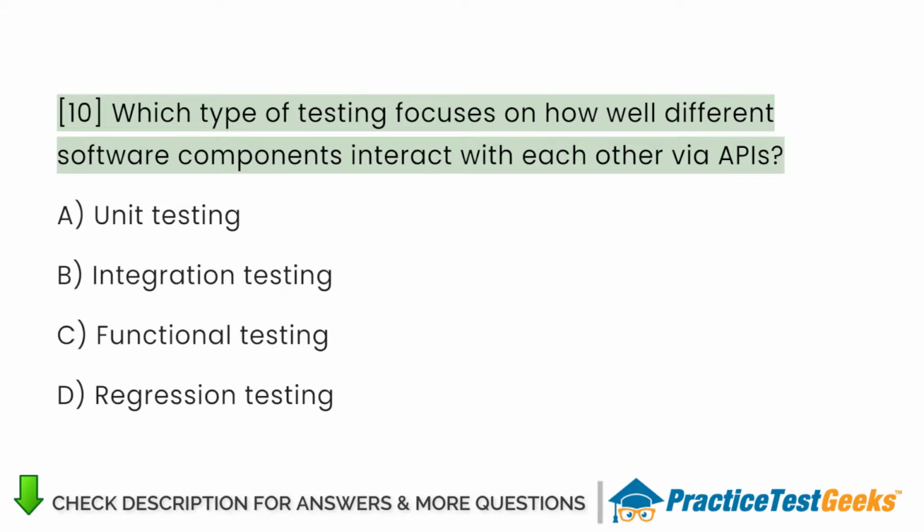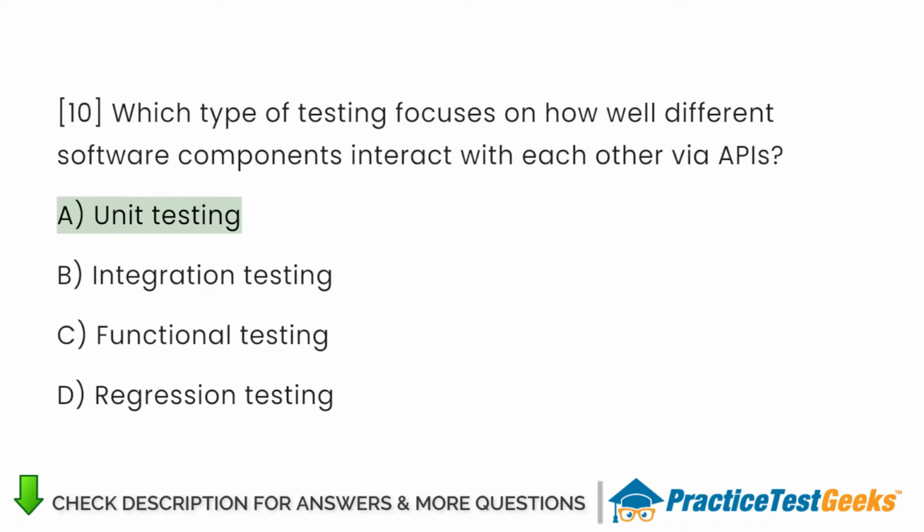Which type of testing focuses on how well different software components interact with each other via APIs? A. Unit testing. B. Integration testing. C. Functional testing. D. Regression testing.